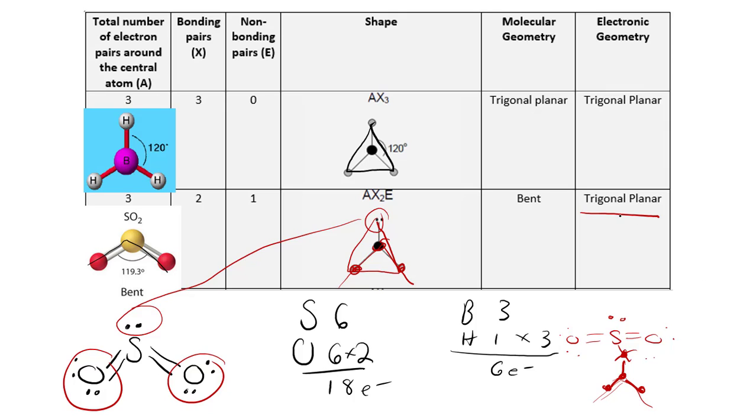Okay, but that's just what you want to do: go from the Lewis structure to the electronic geometry, and then see if you have any free pairs. If you do, it's not going to be the same as the electronic geometry, it's going to be something else. And then think about what shape is formed.